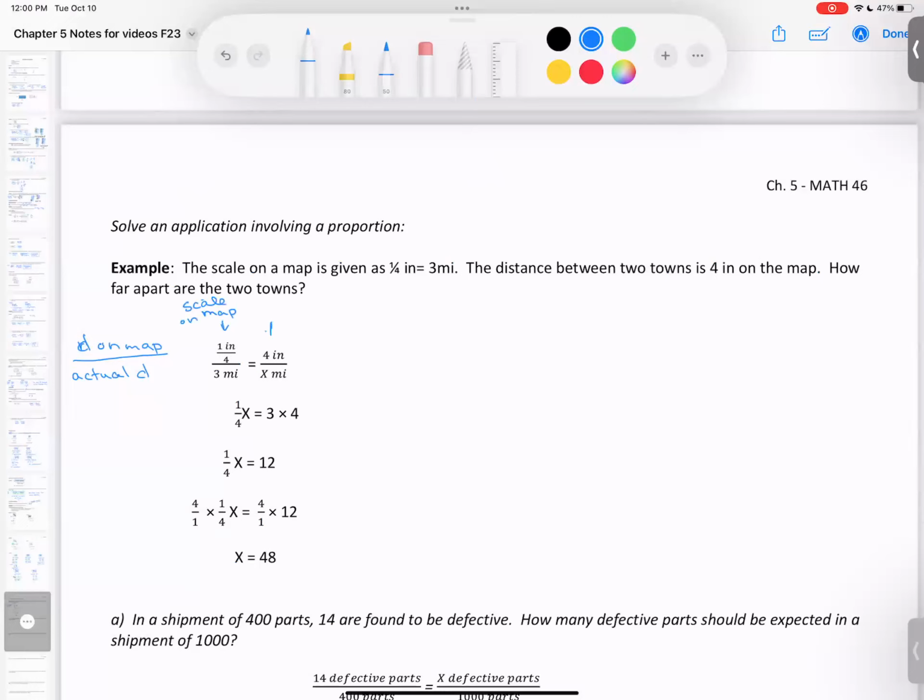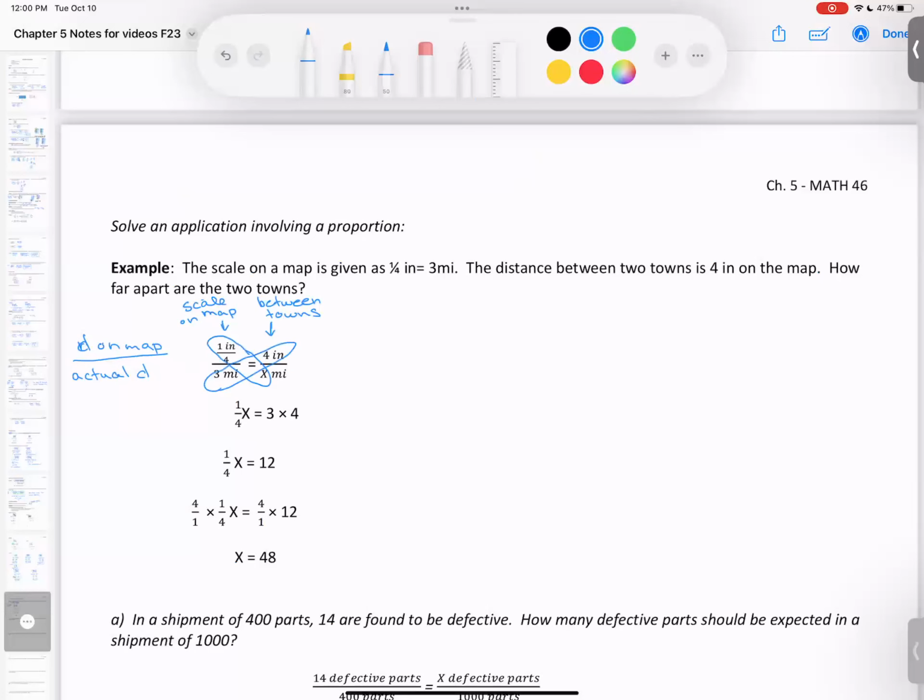So this other one is between the towns. Between the towns, we have 4 inches on the map, which represents an actual distance of x. So x is our unknown here. Maybe you've done this in the past on a map where you've tried to figure out what the actual distance might have been. So we're going to do the cross product.